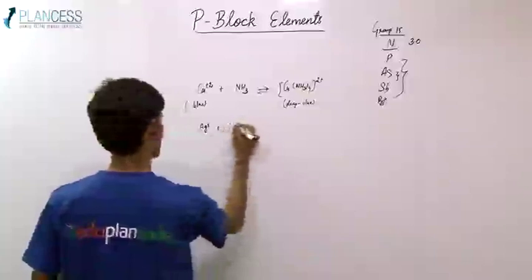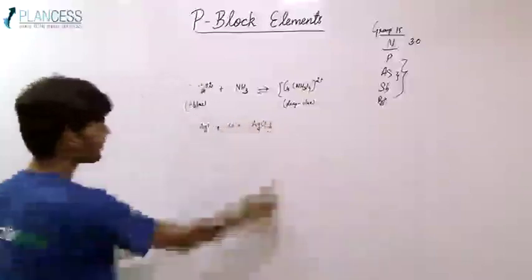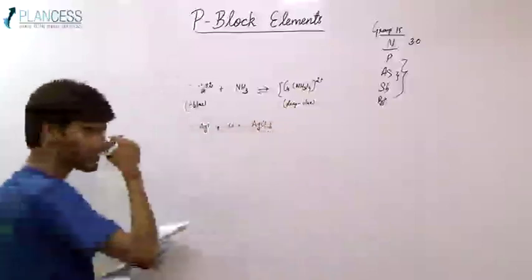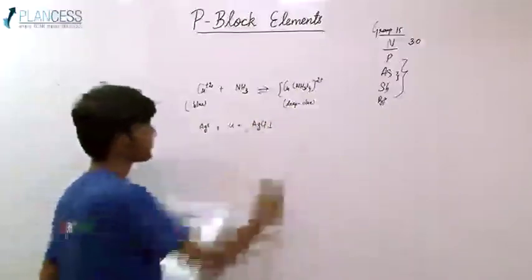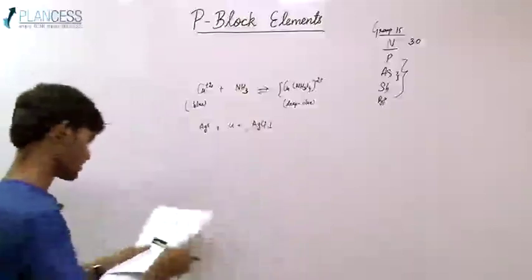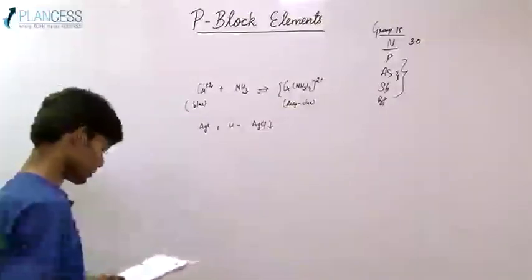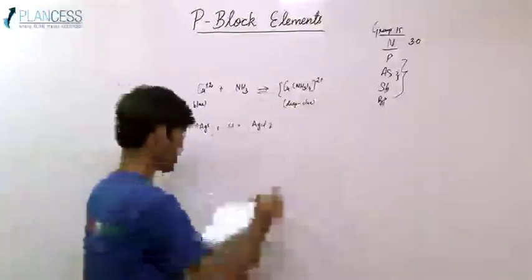The same happens in the case of Ag. When the Ag reacts with the Cl, it forms AgCl, which is white in color and precipitates out. Now when NH3 is added to AgCl, it replaces Cl from it and forms the [Ag(NH3)2]+ ion, which is dissolved in solution, a colorless solution. So this was all about the properties of ammonia.